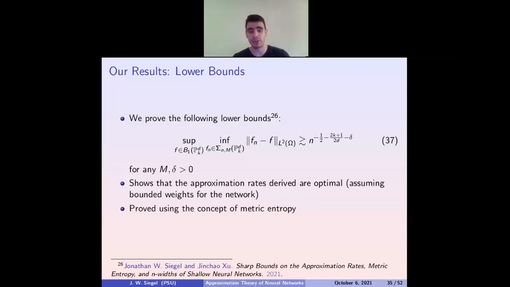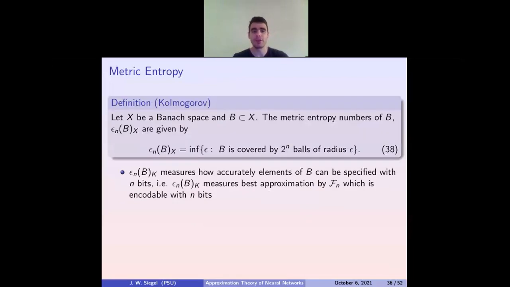Okay, and the method we use to obtain this lower bound is based on the concept of metric entropy, which we also believe is quite important for understanding what's happening here. So the metric entropy of a class of functions is basically defined as follows. Given this class of functions in a Banach space X, I'm going to try to cover my class by 2 to the n balls of some radius, and I want to know how small I can make the radius while still being able to cover this class.